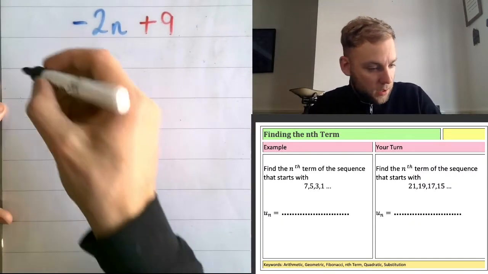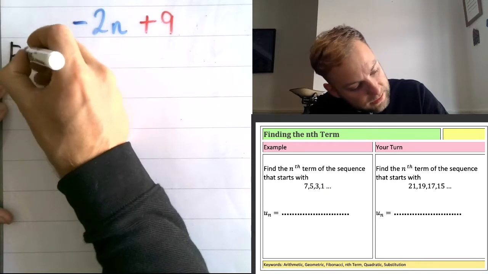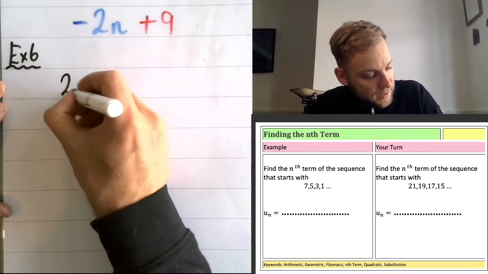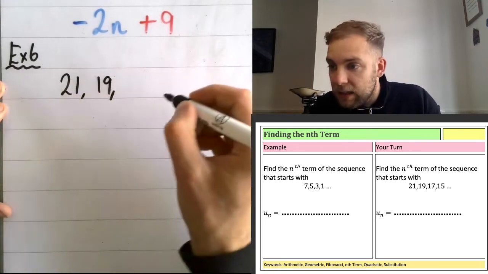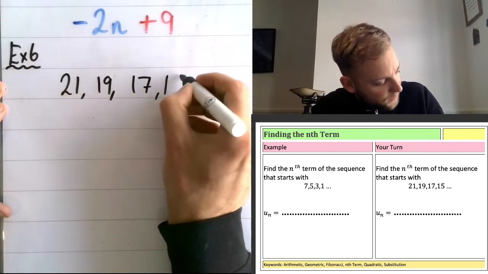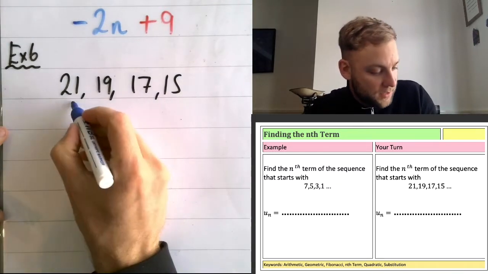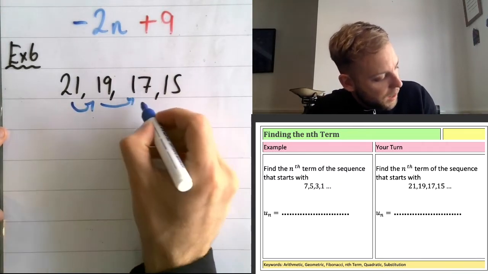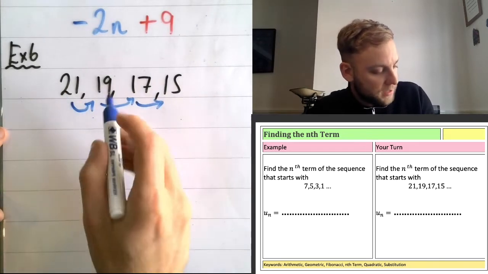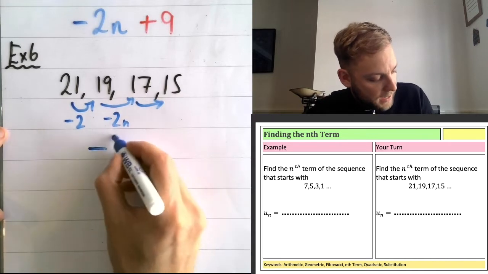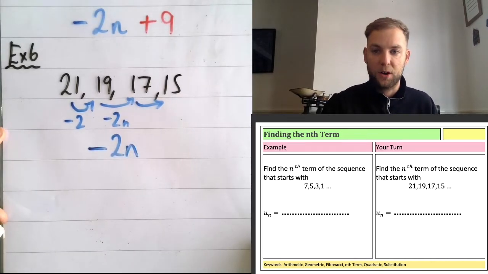So here we've got example 6. So it's 21, 19, 17, and 15. So let's see. What's my common difference? What am I happening here? Well, notice it's going down again. And what's it going down by? Well, 21 to 19, it's going down by 2, minus 2. So it's going to be minus 2n there, like so.